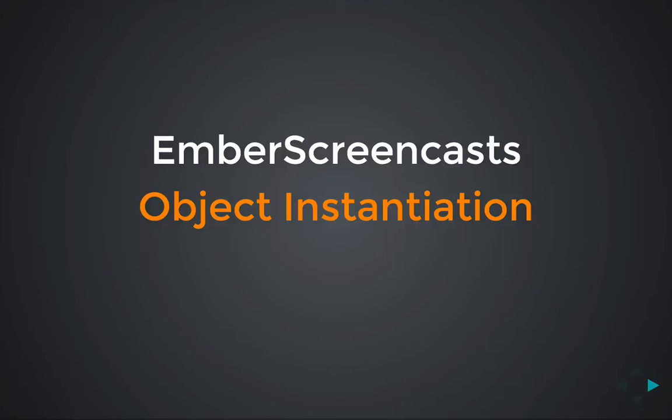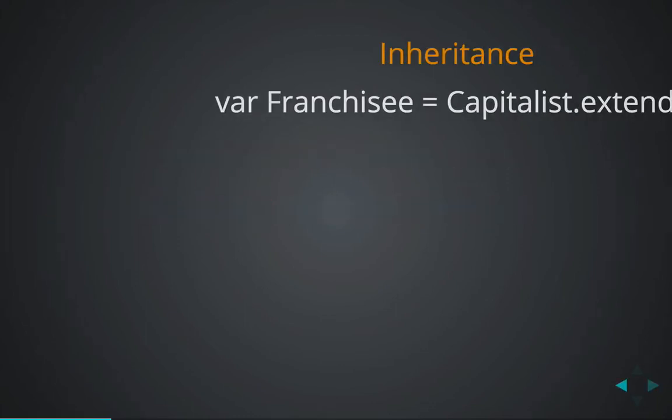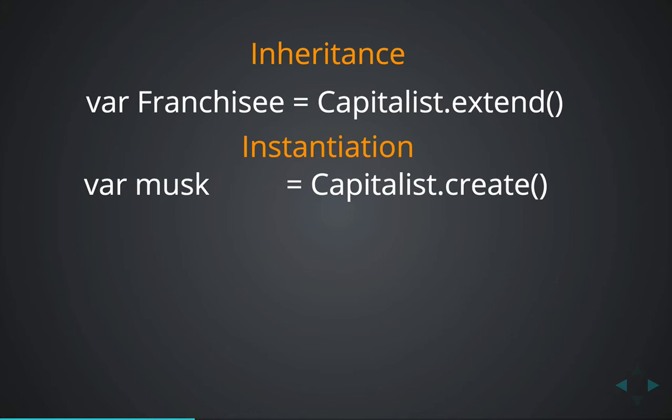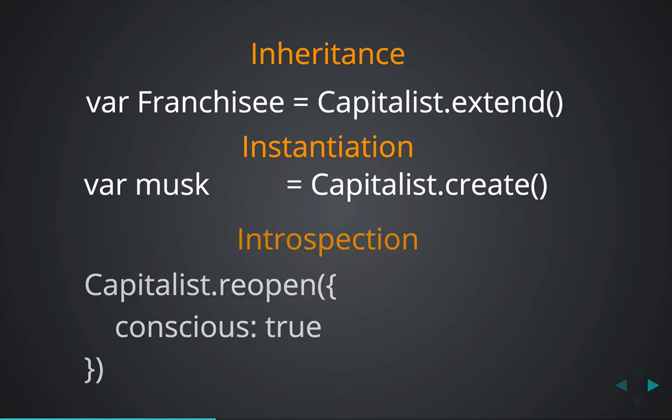We're continuing our series on Ember's object system, and today we're talking about object instantiation. There are three different things, basically, that you can do with an Ember class. The first is inheritance. You can extend it to create another Ember class. The second is instantiation. You create an instance of that Ember class. And the third is introspection, which we can cover in a future podcast.